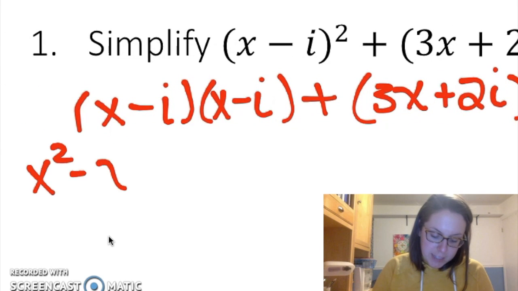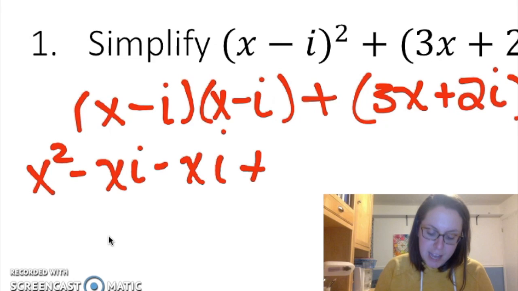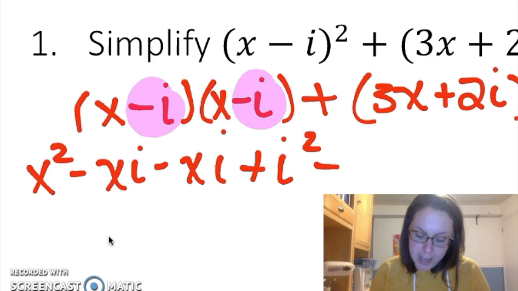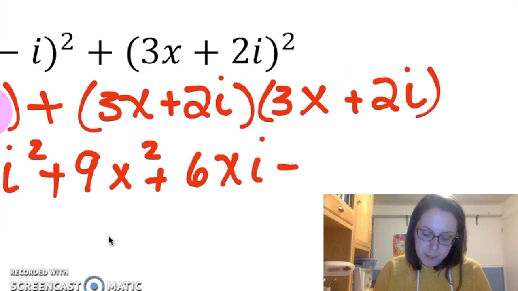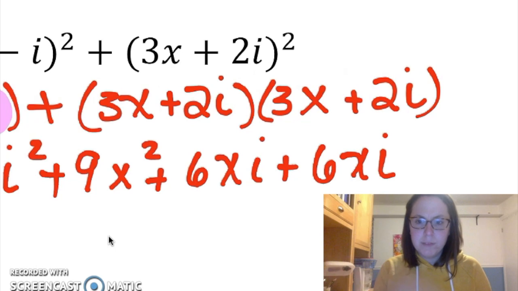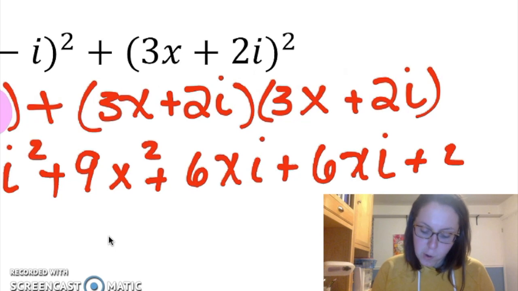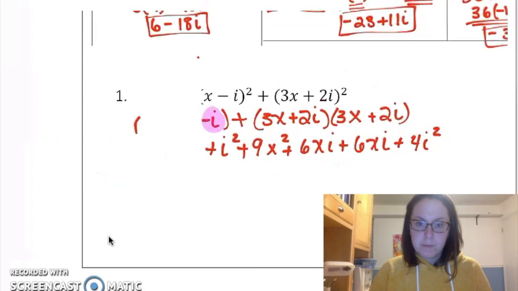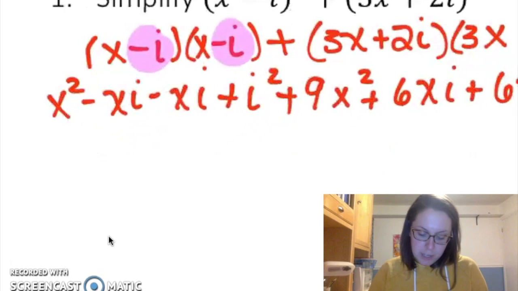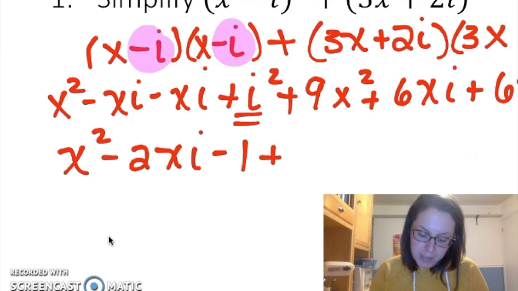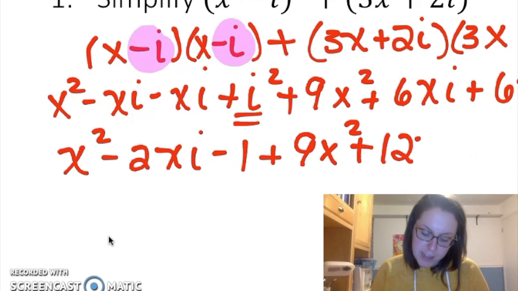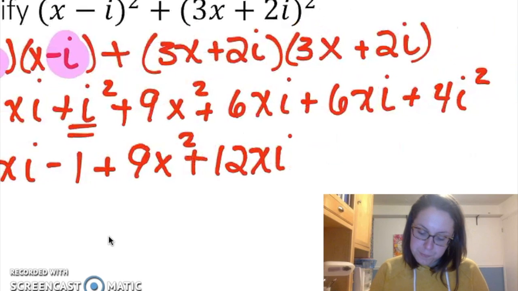All right, so let's multiply the first ones. So x squared - xi - xi + i squared, a negative times a negative is positive, right? Plus, let's multiply these: 9x squared + 6xi + 6xi, again, not 0, that's 12xi, + 4i squared. Now we're going to combine a bunch of like terms. So this is x squared - 2xi, i squared is -1, plus 9x squared + 12xi - 4.